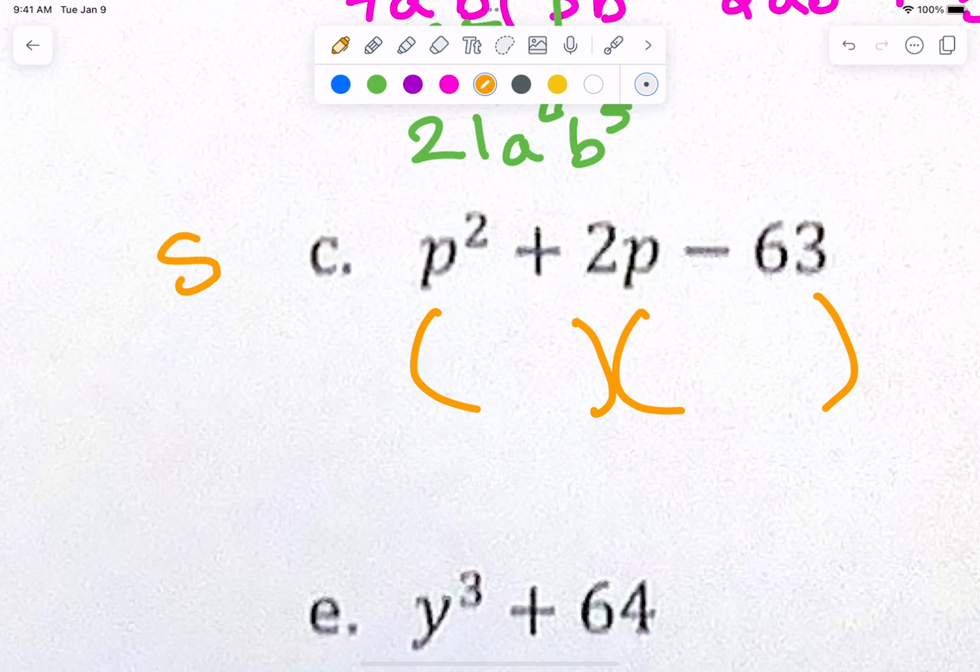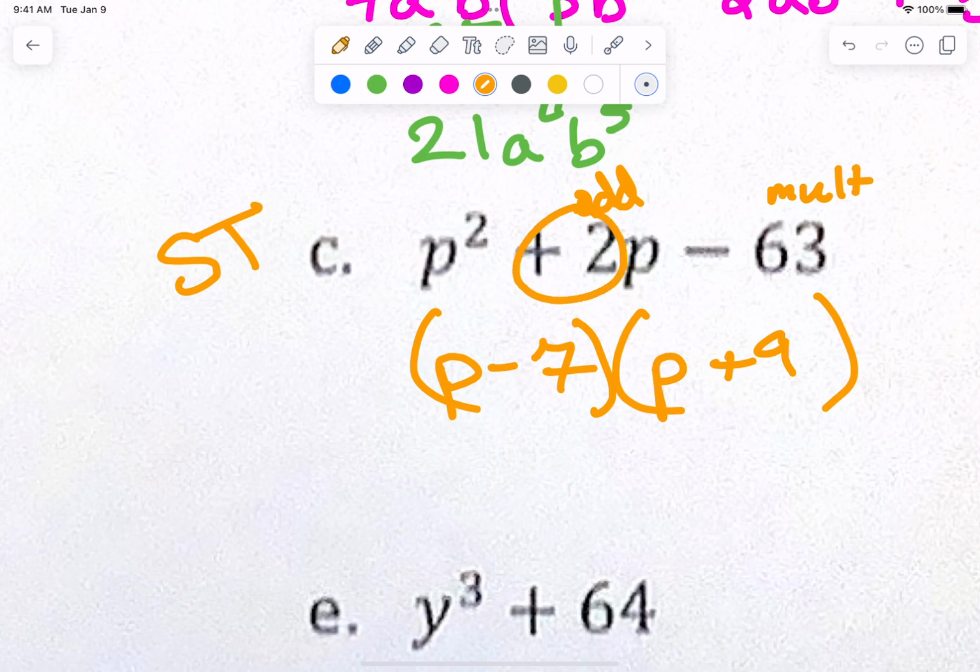He's a simple trinomial. ST, put that next to him. Simple trinomial, what do you multiply to get negative 63, but when you add them give you 2? We need negative 63. So it's like 7 and 9. What combination of 7 and 9? Negative 7, positive 9, because I want positive 2. Will that do it? Yeah, sure. Like, give us a bunch of those, right?